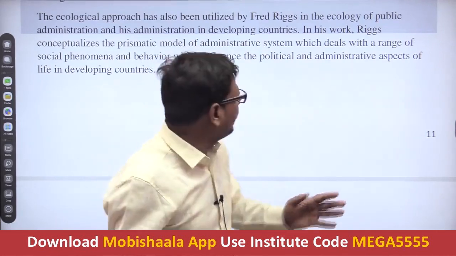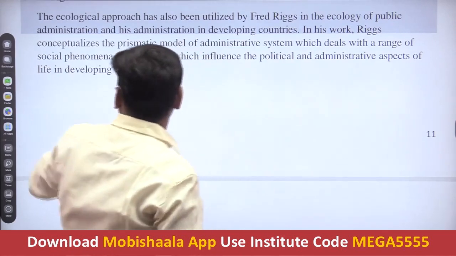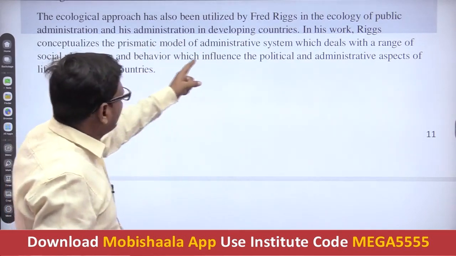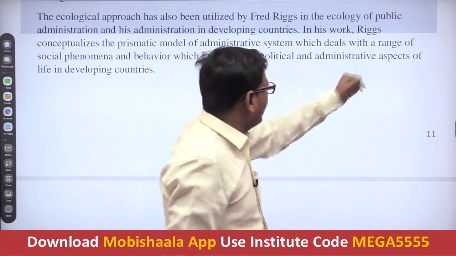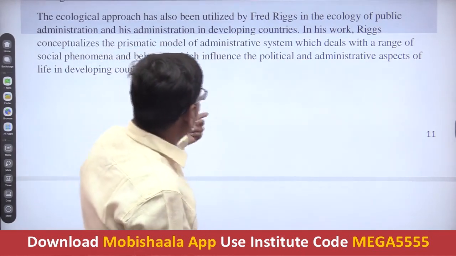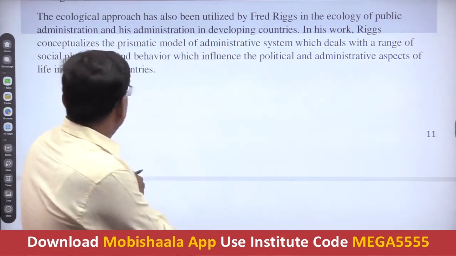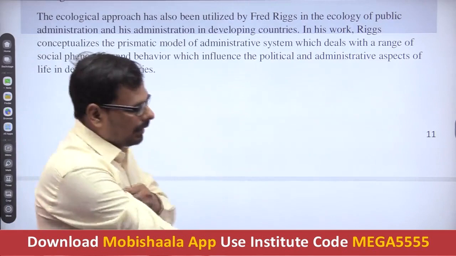the developing countries. And as far as the main work of Ricks is concerned, he conceptualized the prismatic model of the administrative system, which deals with a range of social phenomena and behavior which influence the political and administrative aspects of life in developing countries.